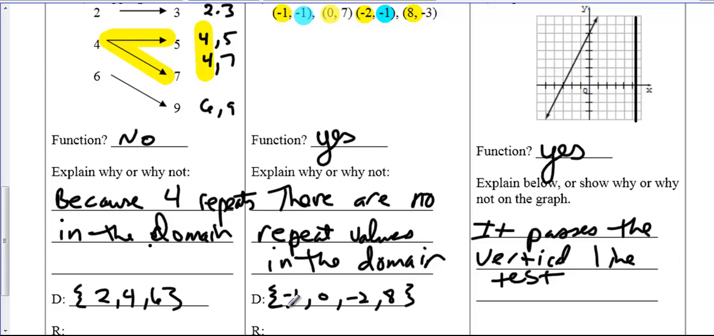Alright, for my range, on number 7, I have 3, 5, 7, and 9. And for my range here, I have -1, 7. Remember, we don't repeat, so I'm not going to write that -1 again. I'm going to skip it and go to -3.